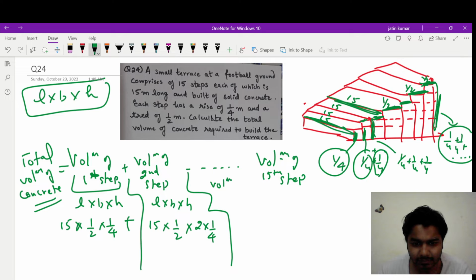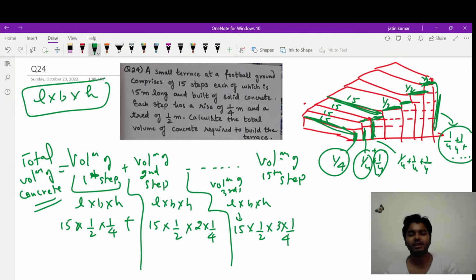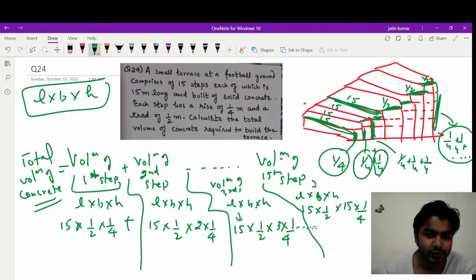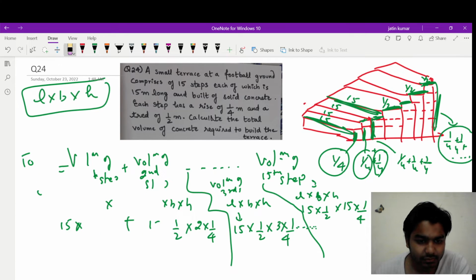Similarly, volume of the third step, L into B into H. Length will remain the same 15, tread will remain the same 1 by 2, and height will increase by 1 by 4 more. So can I write 3 into 1 by 4? Yes, we can write, right? And it will go on till the volume of the 15th step. Volume of the 15th step will be L into B into H again, and L will be 15 and B will be 1 by 2, and H this time will be 15 into 1 by 4, right? 1 by 4 gets added 15 times. I hope you are getting the idea. Now we have to solve this simple equation.